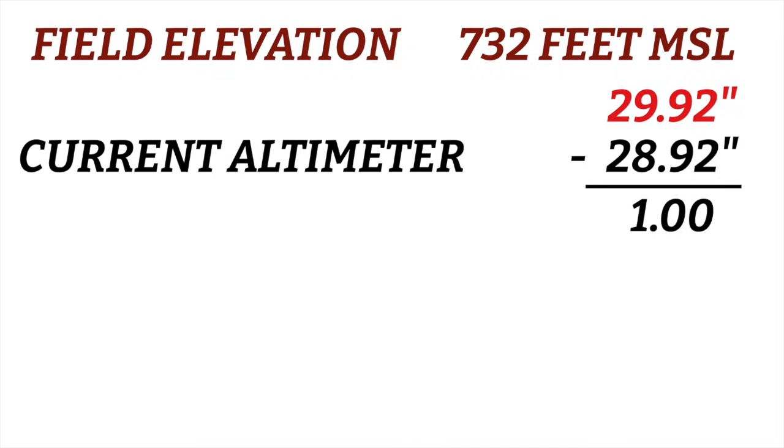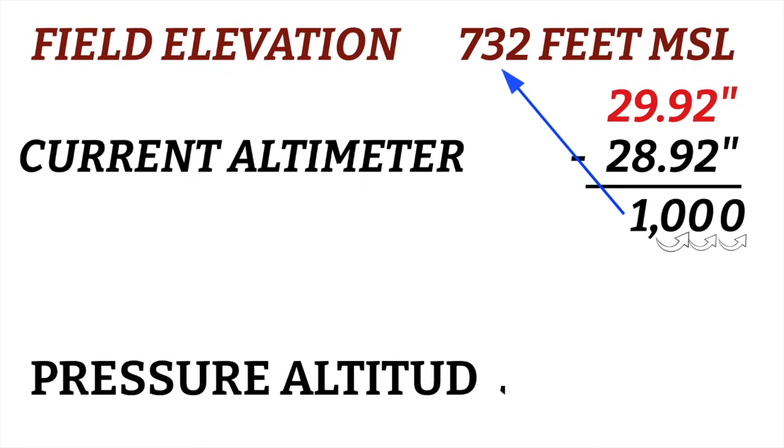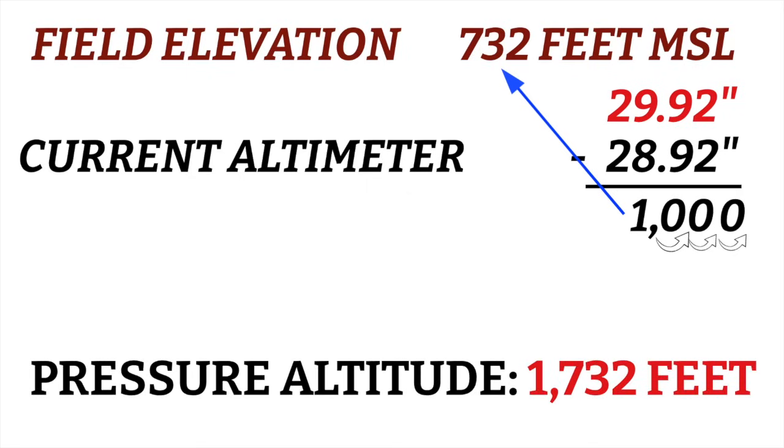Now, because the pressure in our atmosphere drops 1 inch of mercury every 1,000 feet, let's turn this into thousands by moving the decimal over 3 places. It looks like we need to add 1,000 to 732 feet to get a pressure altitude of 1,732 feet. If this number was negative, then I would subtract that from the field elevation instead. Okay, so now that we know our pressure altitude, let's find density altitude.